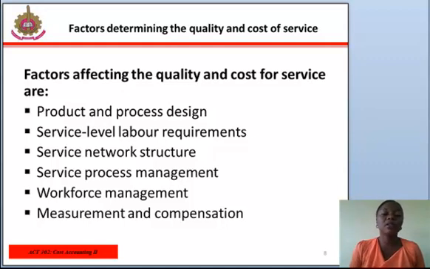In view of these, 6 principal factors have been identified as responsible for determining the quality and the cost of service. Hence, let's highlight these factors one by one. First, we have the product and process design. 2, we have service level labor requirements. 3, we have service network structure. 4, service process management. 5, workforce management. And lastly, we have the measurement and compensation.